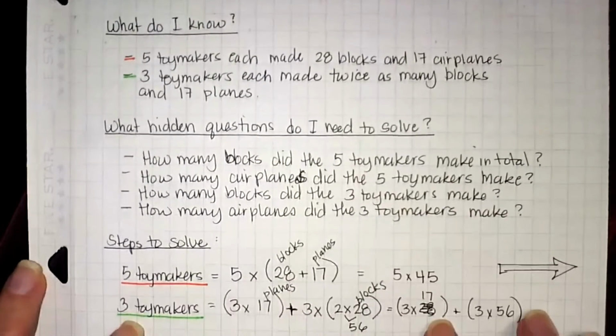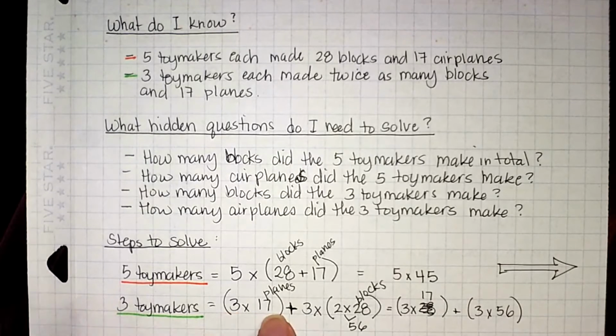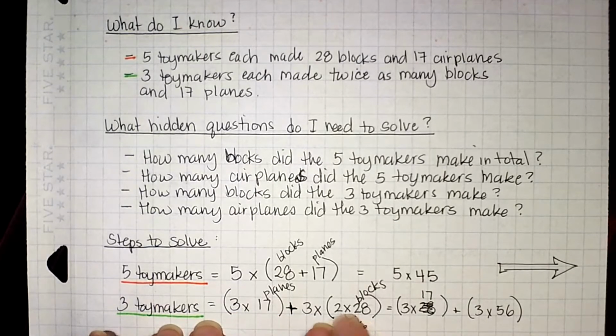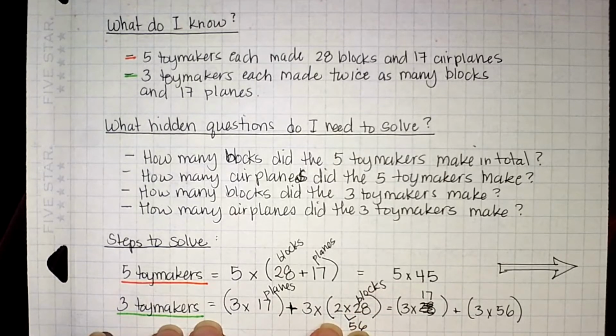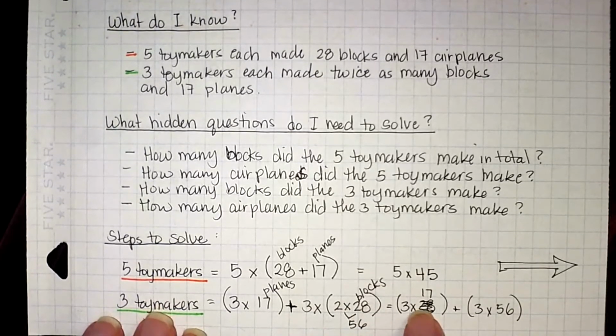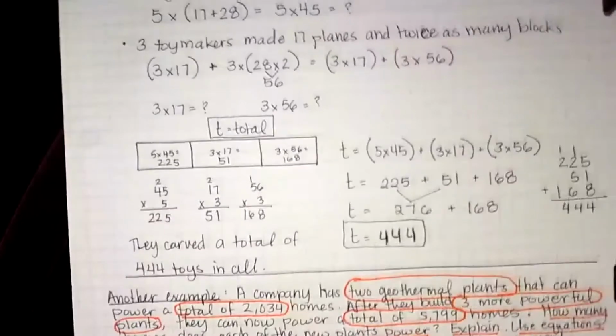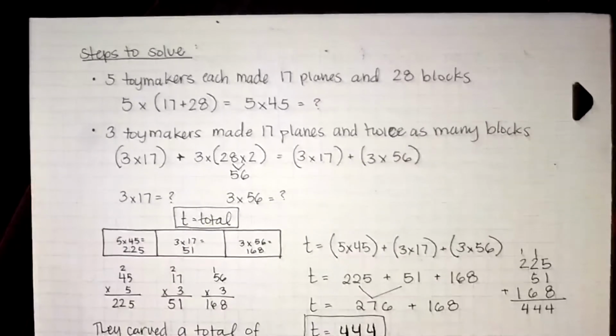Now the 3 toy makers, this is where things get a little bit interesting. They made 3 times the 17 planes, which we know, and then 3 times whatever 2 times the 28 blocks was. And we found out that 2 times 28 gave us 56. Now, that's the same thing as saying 3 times the 17 planes, excuse my mistake, plus the 3 times the 56 blocks. So let's go on and see how we're going to solve this.